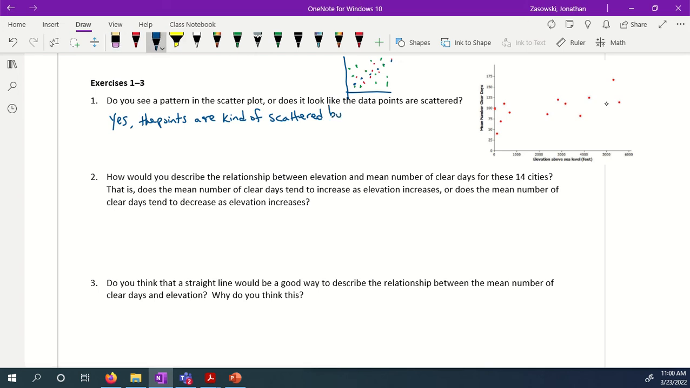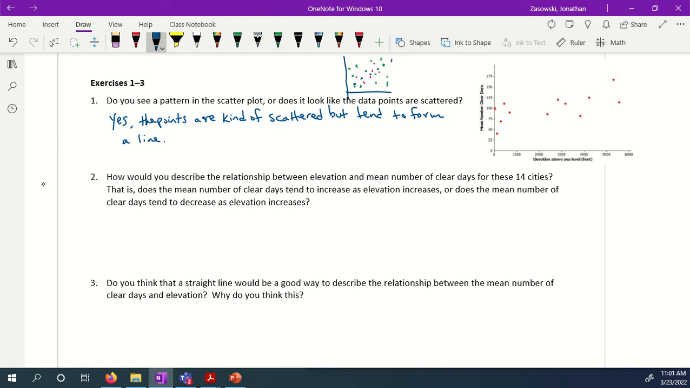All right, but they kind of tend to form a line. All right, so that's kind of the first thing here.